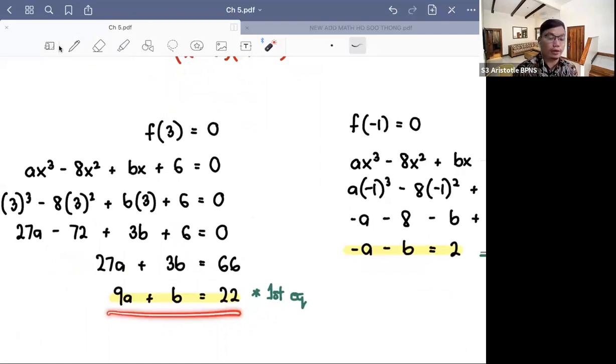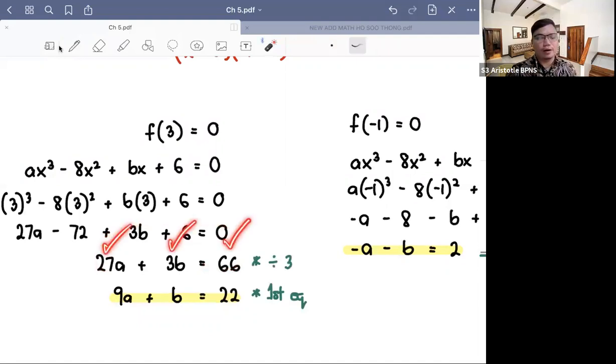What do you think did I do here on this one? To make the number smaller. Of course, I divided them, right? So here, divide by what? By 3. Because these three coefficients and constant are divisible by 3. So therefore, I got 9a plus b equals 22 for my first equation. Okay, so that's how I got my first equation.